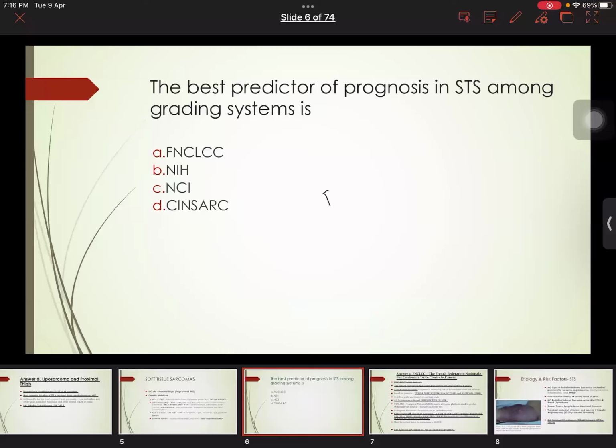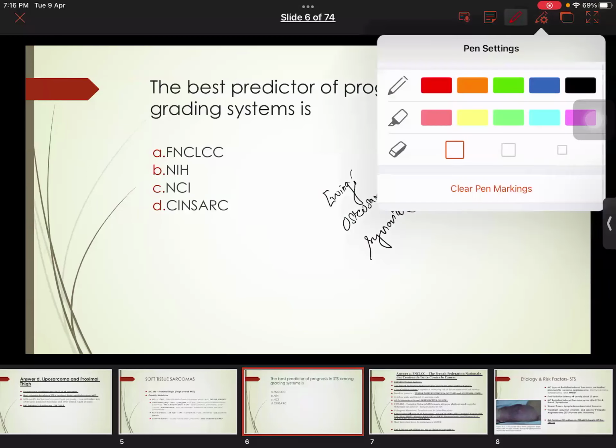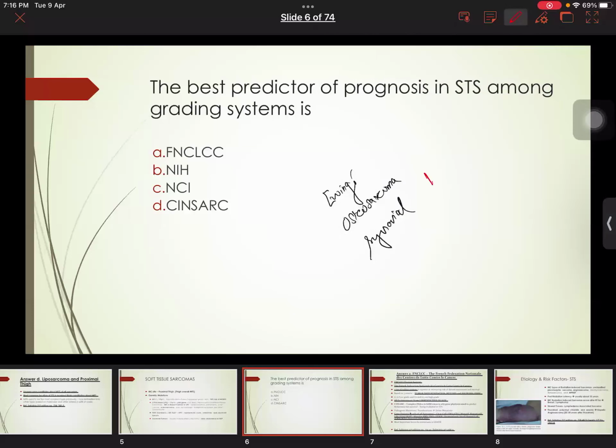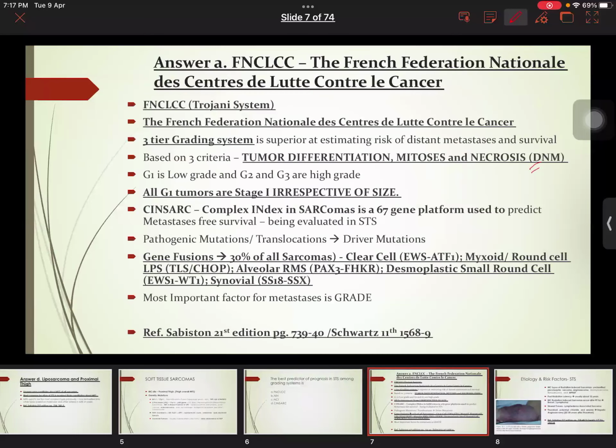So, write again: Ewing sarcoma, osteosarcoma, synovial sarcoma. All of these are always considered high-grade sarcomas. Right. As I already mentioned, all G1 tumors will come as stage 1 tumors.